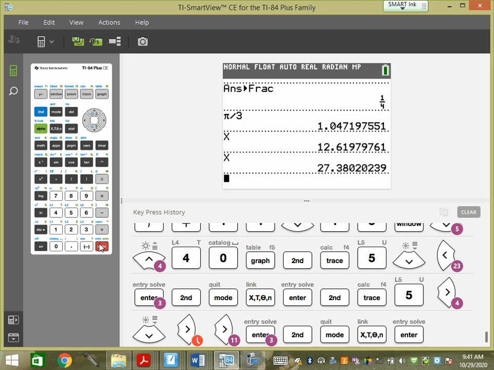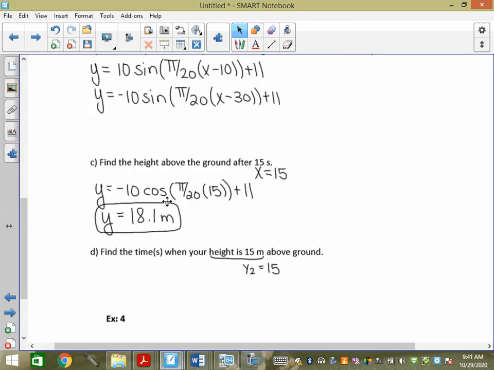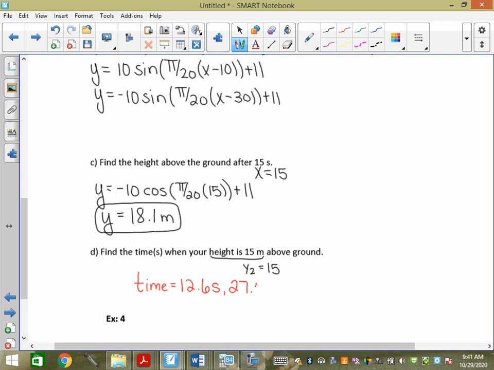So whenever you get a solution, you can go X, enter on your main screen, and it'll put it there, or Y. So alpha 1, and it will put my Y there, which is 15, right? There you find solutions for 1. So 12.6 and 27.4. I don't remember, was it 23.4? 27.4? Wow.